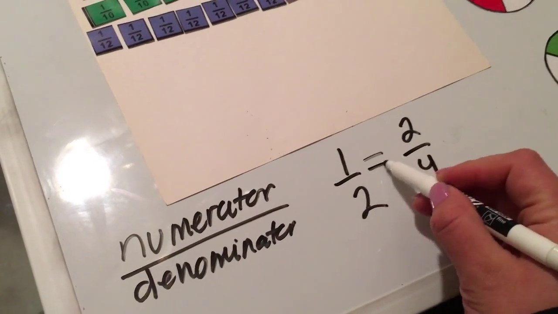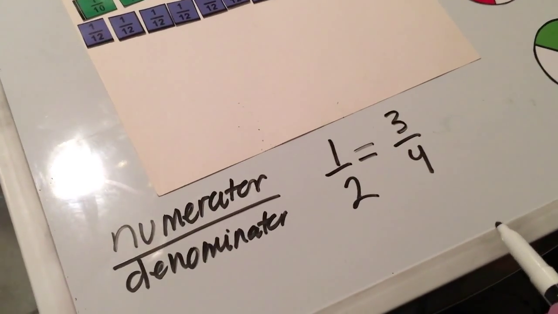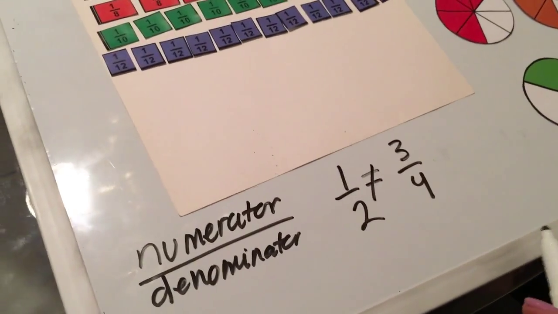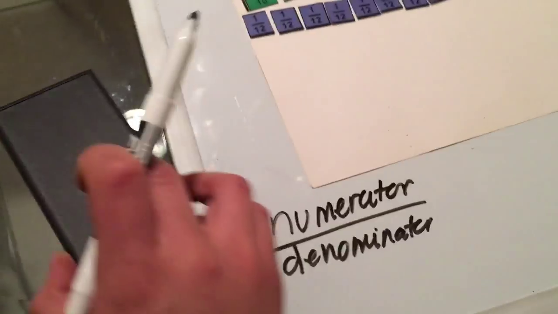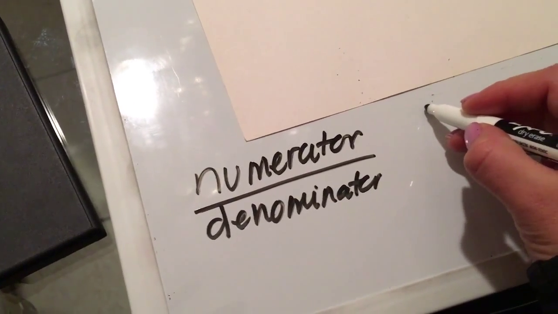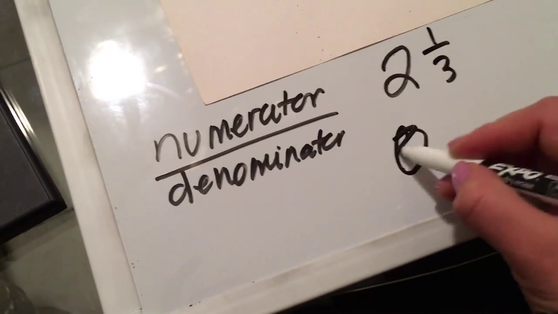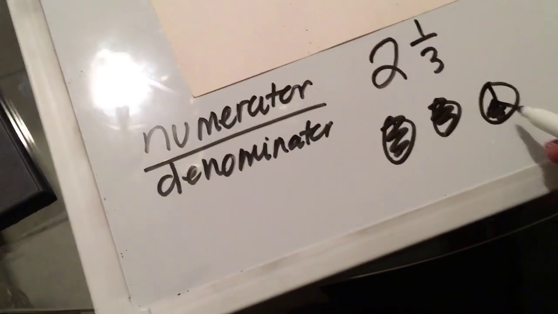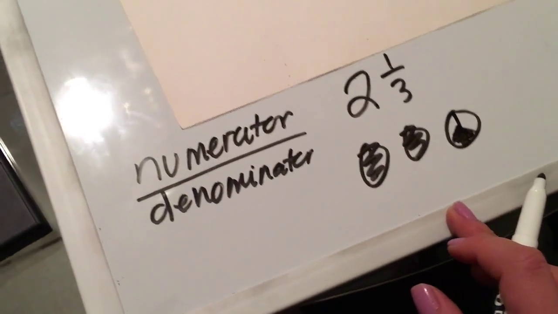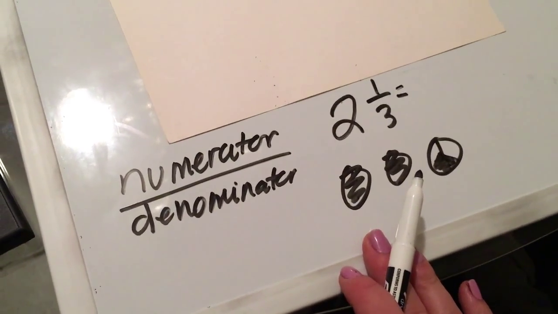So if I had 1/2 and 2/4, are these equivalent fractions? Yes. If this was a 3, would they be equivalent? No. Okay. Are you familiar with mixed numbers and improper fractions? Yes. You know that if we have 2 and 1/3, this means that we have 2 wholes and 1/3, right? Yes.